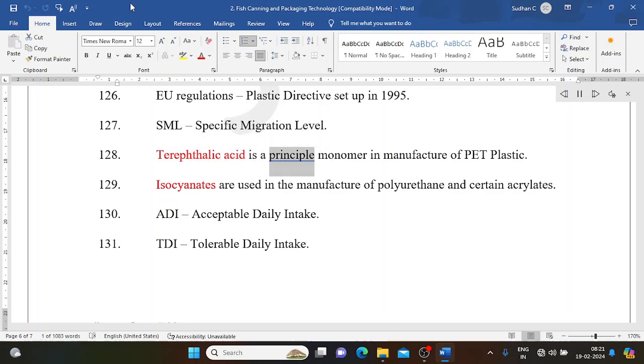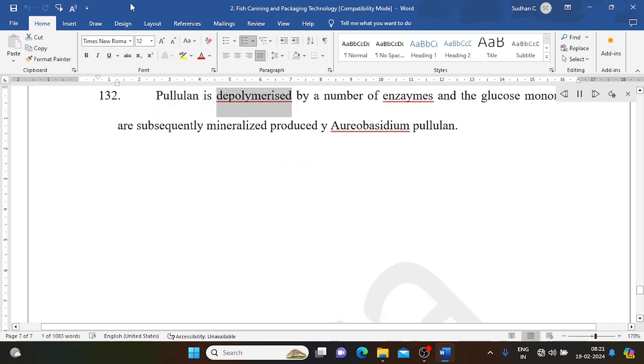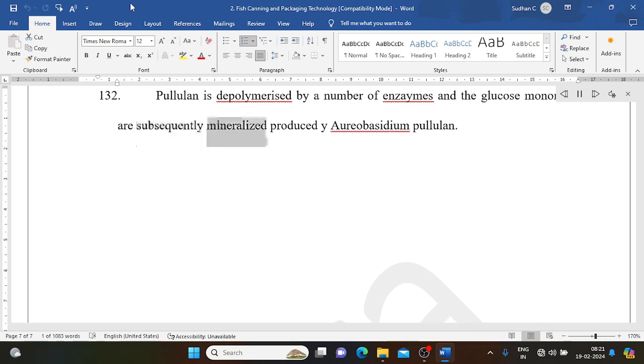Terephthalic acid is a principal monomer in the manufacture of PET plastic. Isocyanates are used in the manufacture of polyurethane and certain acrylates. ADI, acceptable daily intake. TDI, tolerable daily intake. Pullulan is depolymerized by a number of enzymes and the glucose monomers are subsequently mineralized, produced by Aureobasidium pullulans.